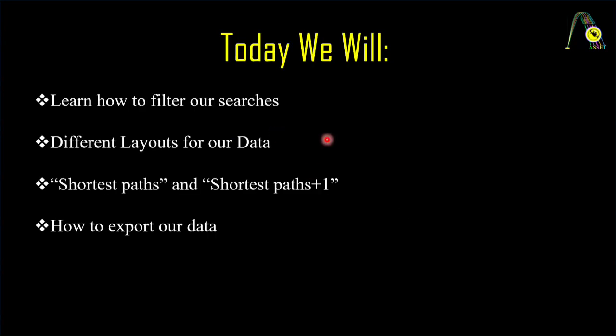So again, like I mentioned today, we will be going over how to filter our searches, the different filter options that IP provides. We can filter our searches both for the grow feature and the path explorer feature as well, so both of them are able to be filtered. We'll also cover the different layouts for our data, that being the circular, hierarchical, and several others that we will be looking into in today's session. The shortest paths and the shortest paths plus one, we will be explaining that more in detail later, and how to export your data.